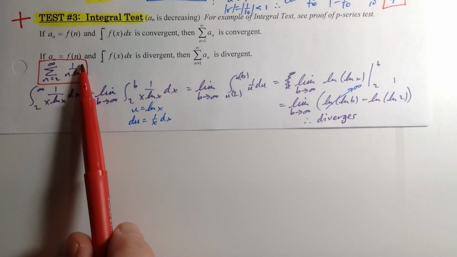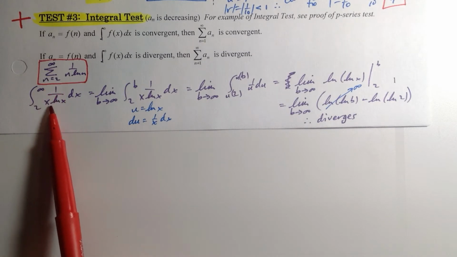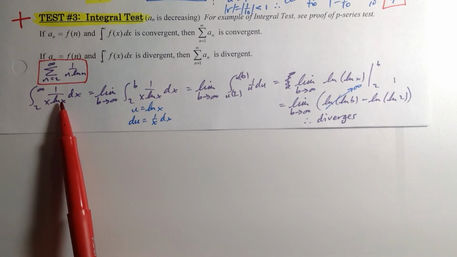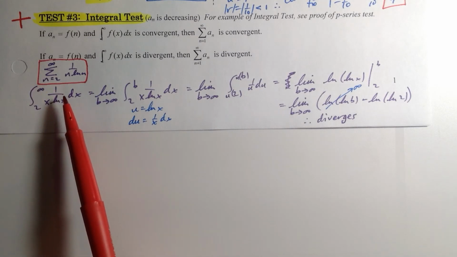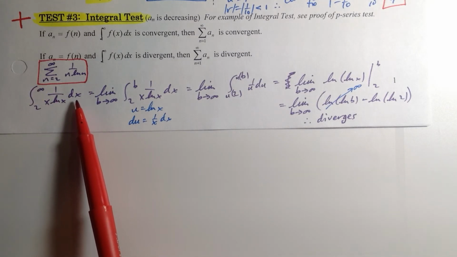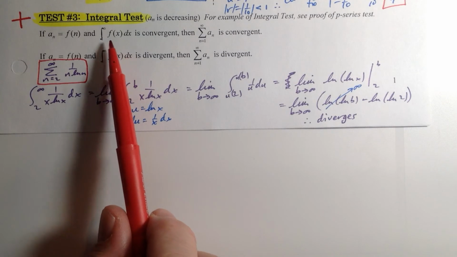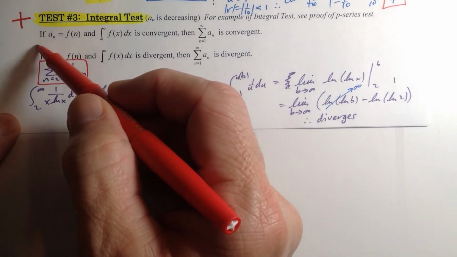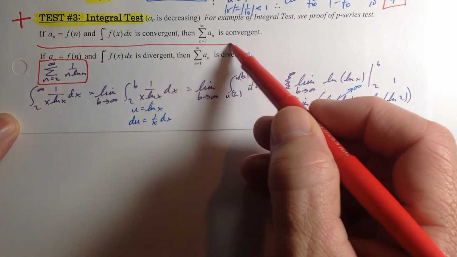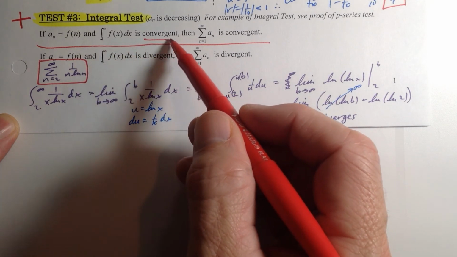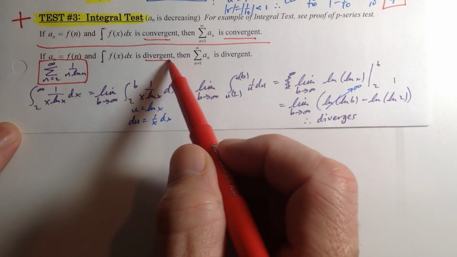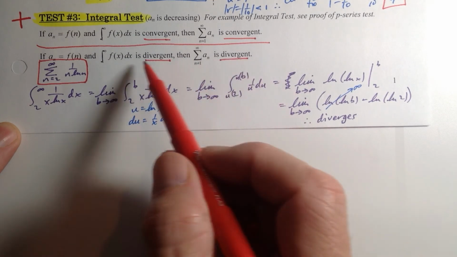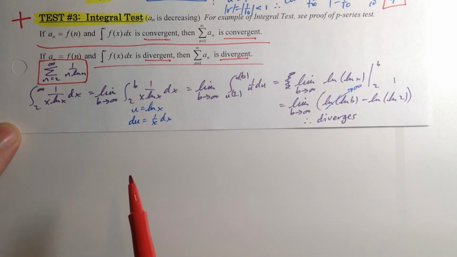So we change the nth term to our integrand with x's in it, and basically if this integral converges, then the series converges, and that's what this says here. So basically if the integral converges, then the series converges, and likewise if the integral diverges, then the series also diverges, and that's the integral test.